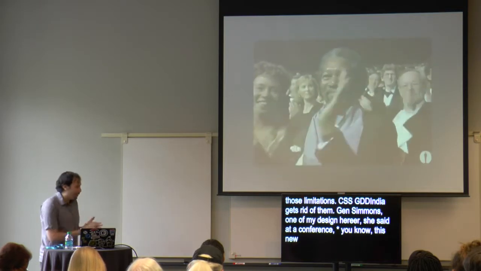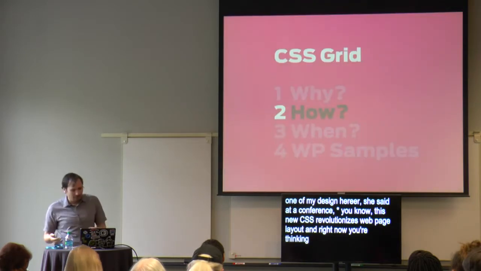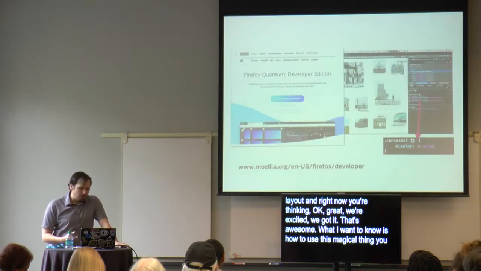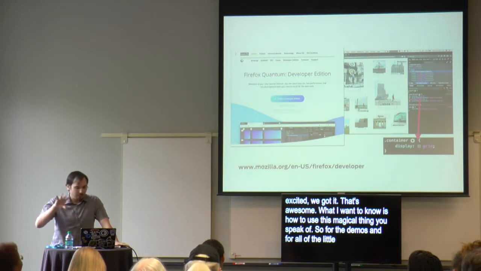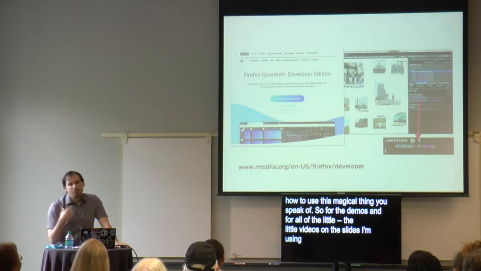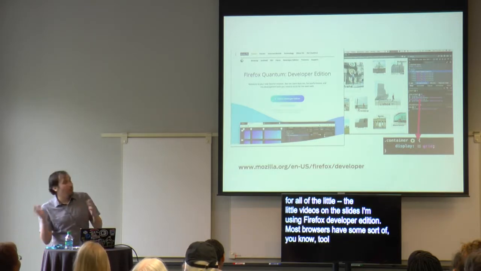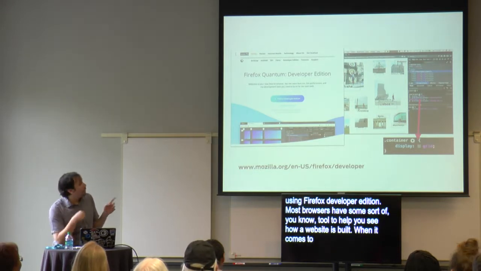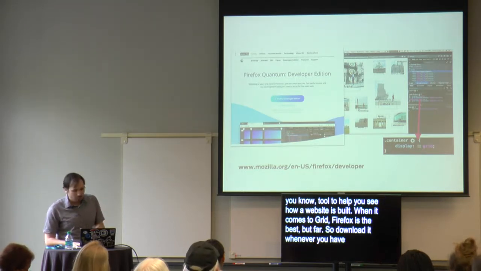And right now you're thinking, okay, JP, we get it. You're excited. Grid is awesome. What I want to know is how. How to use this magical thing you speak of. So for the demos and for all of the little videos on the slides, I'm using Firefox Developer Edition. Most browsers have some sort of tool to help you see how a website is built. When it comes to Grid, Firefox is the best by far. So download it whenever you have a chance, if you haven't, and play around with it. I'll show you some neat tricks.